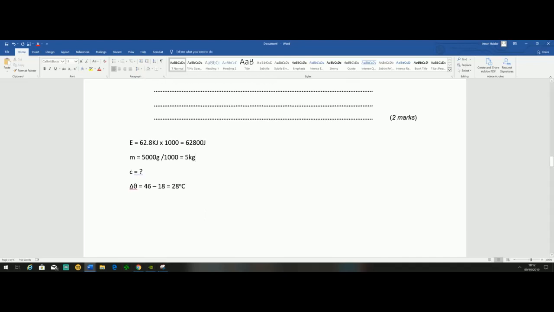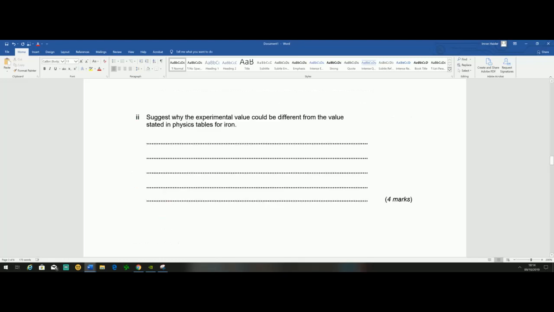Now once we're happy with kilograms, what we do is we then use our triangle to work out the equation. So C is missing, so C is equal to E divided by M times change in temperature. So C is going to equal 62,800 joules divided by 5 multiplied by 28. Of course I've left some units out, but you guys shouldn't do that. And so this will be my specific heat capacity value. So it's 448.57 joules per kilogram.